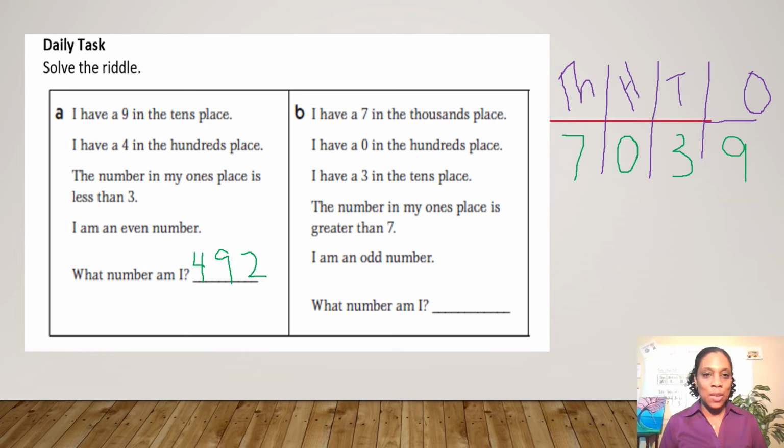So let's see what your answer should be. Well, 7 in the thousands place. So I had to make a place value chart with thousands, hundreds, tens, and ones. I have a 7 in the thousands place, a 0 in the hundreds place, a 3 in the tens place. But they tried to get a little tricky here on me with the ones. They said to me that the number in the ones place is greater than 7. Well, the first thing that came to my mind, I was like, there are a lot of numbers greater than 7. So what do they mean?